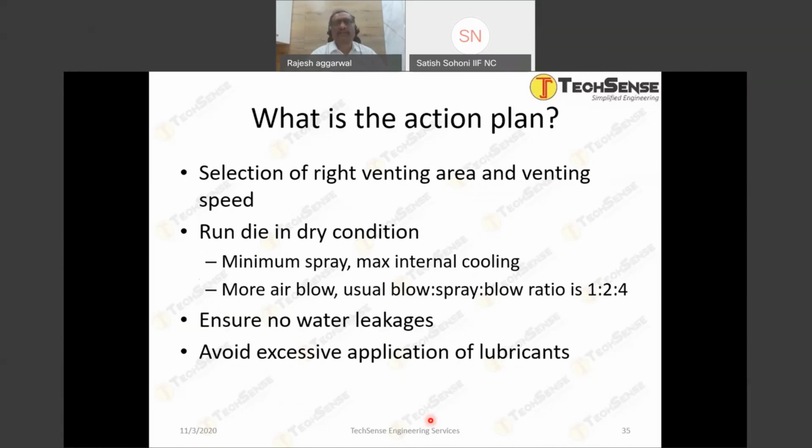So these are some of the actions we must take to make sure that we don't have this type of cold defects. Now, are you able to grasp the point why we are categorizing them as cold defects? Because the root cause behind these defects is mostly the same: the cooling down of the liquid aluminum due to different reasons, right? Also, when we talk about the dry condition of the die, the air blow, usually the blow-spray-blow ratio should be in the range of 1:2:4. It's very crucial.